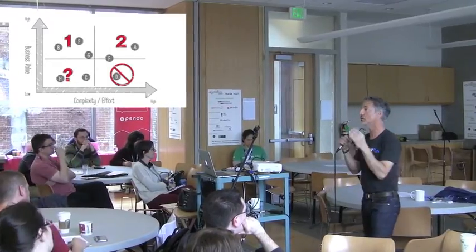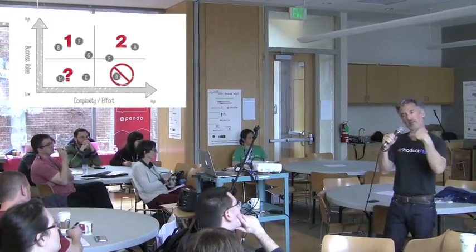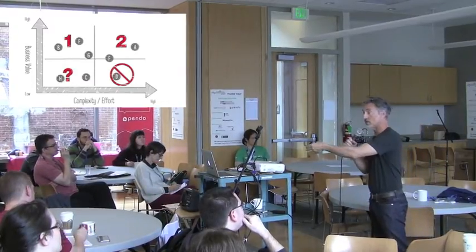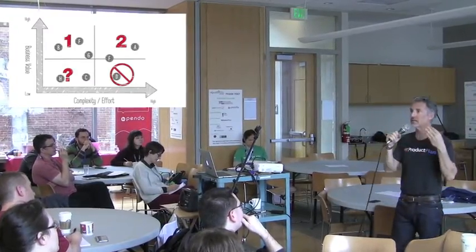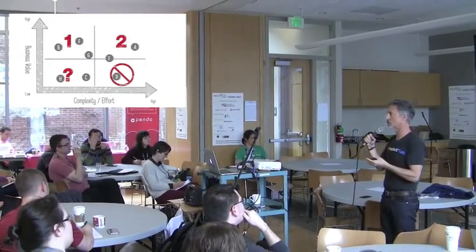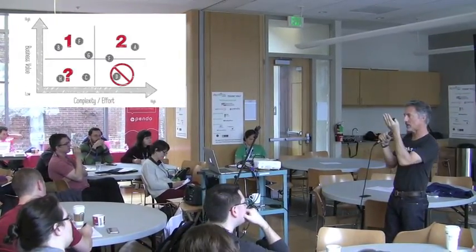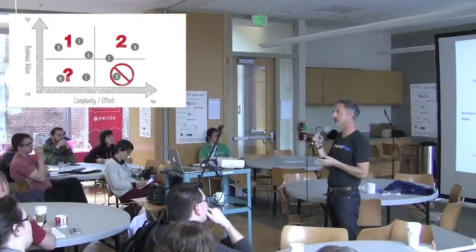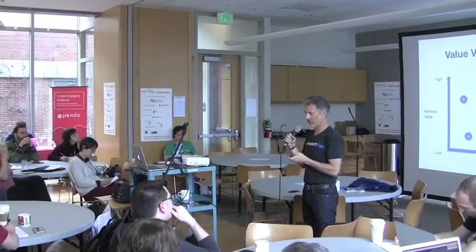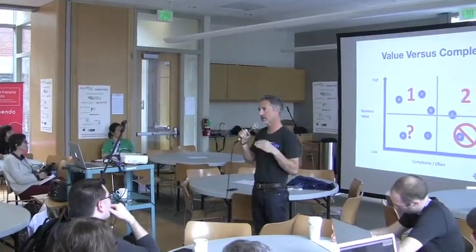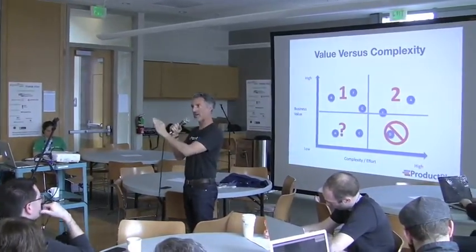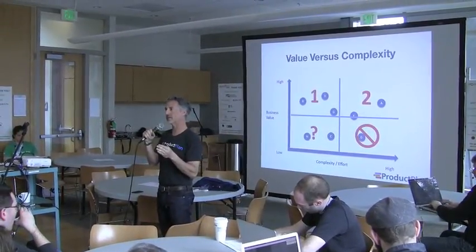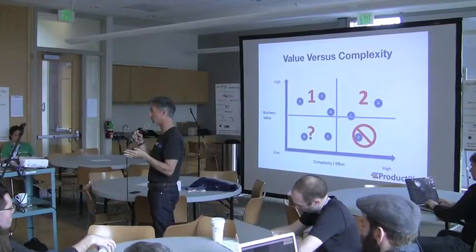So you can either use this model as a way of thinking about it or explaining it to your stakeholders, or you can literally plot these initiatives onto this grid, which has business value, low to high, on the left side, and complexity or effort on the right side. If you overlay this little grid on top of it, you can begin to define what the low-hanging fruit is to build.